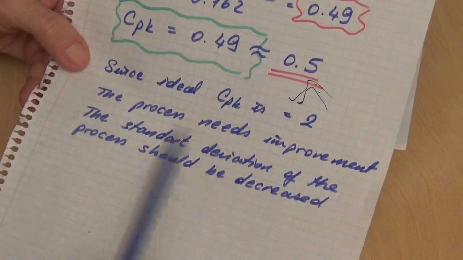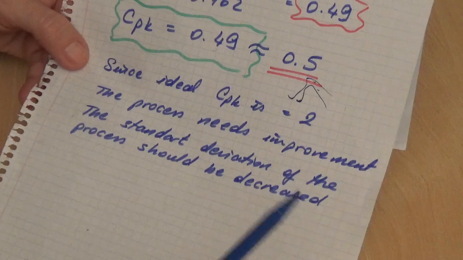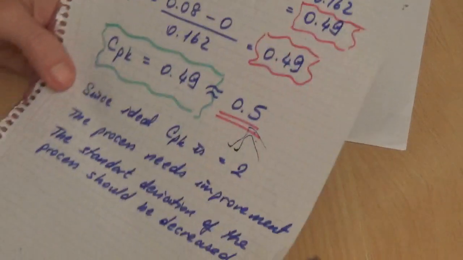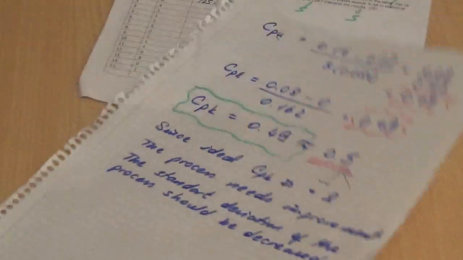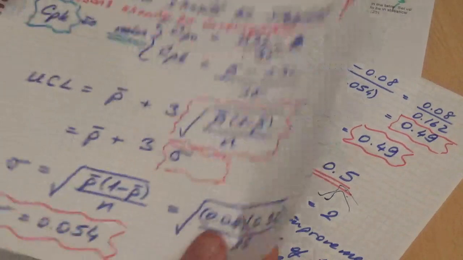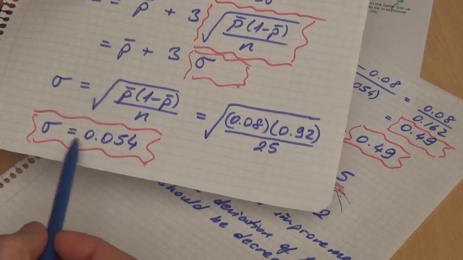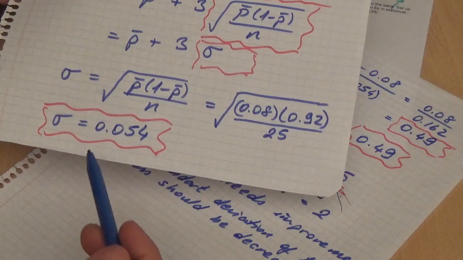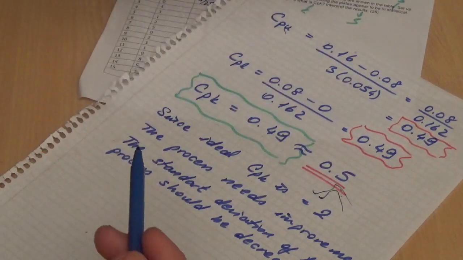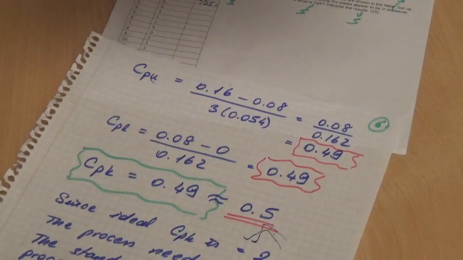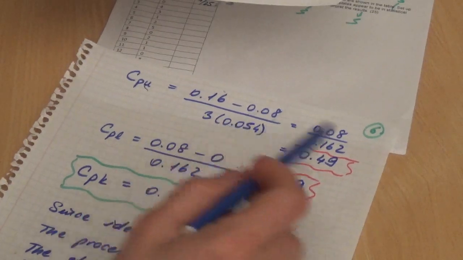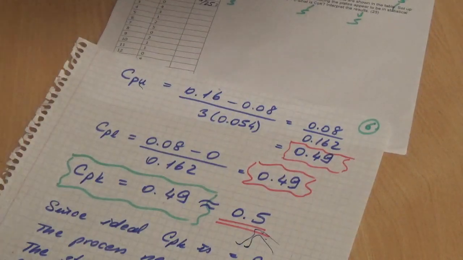The standard deviation of the process should be decreased. So we have a high standard deviation, which is, I think we didn't calculate it. No, we calculated. Sigma here is 0.05. This is high. We need to decrease this, like for example 0.01. If we calculate the value, in place of putting here 0.05, if we put 0.01, then this value will be higher. These are the interpretations of the result.